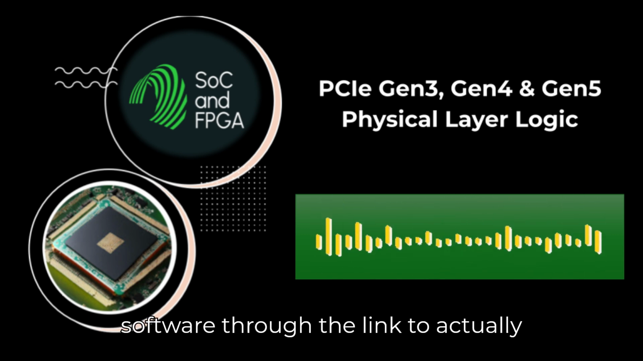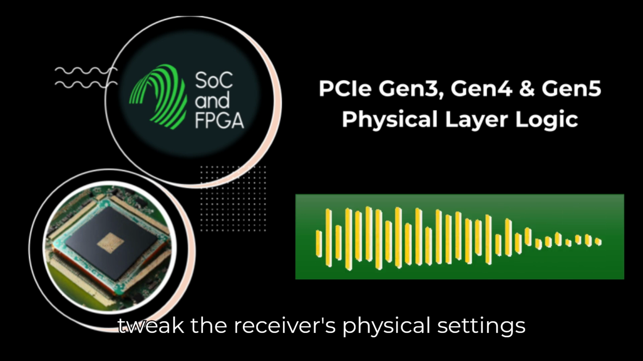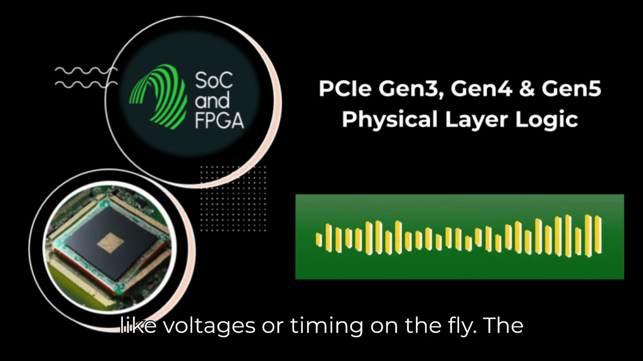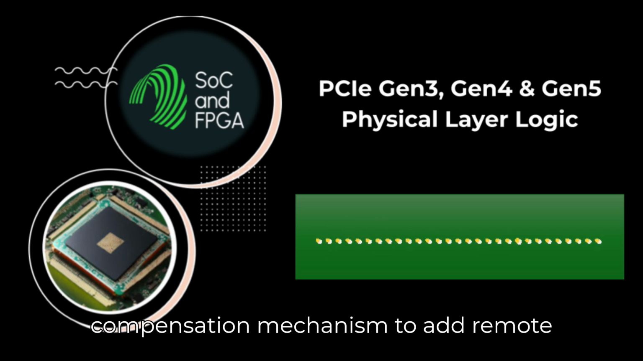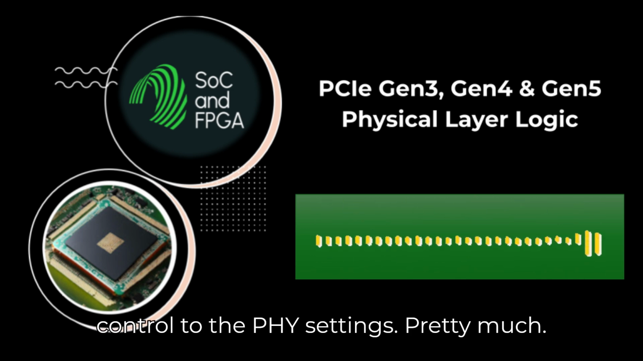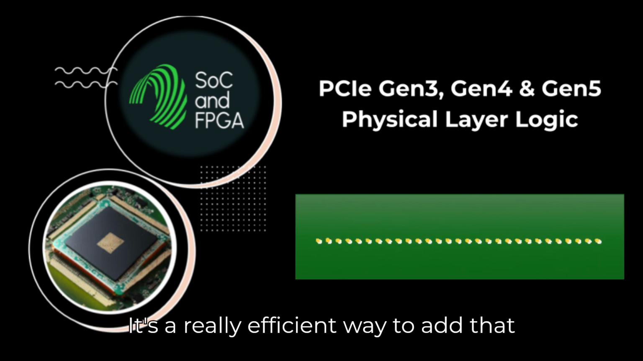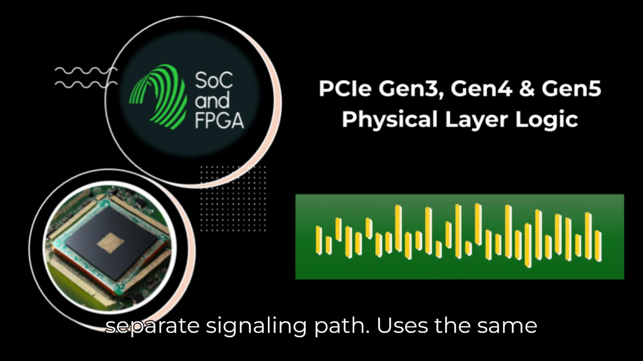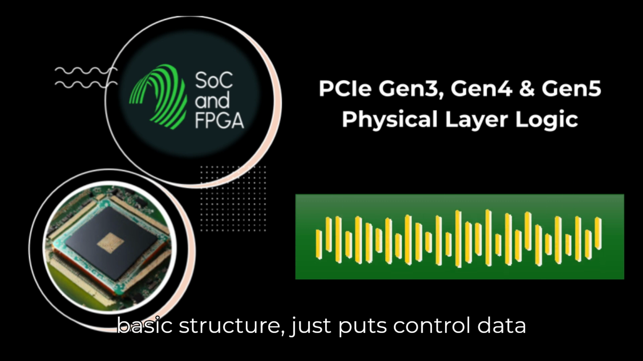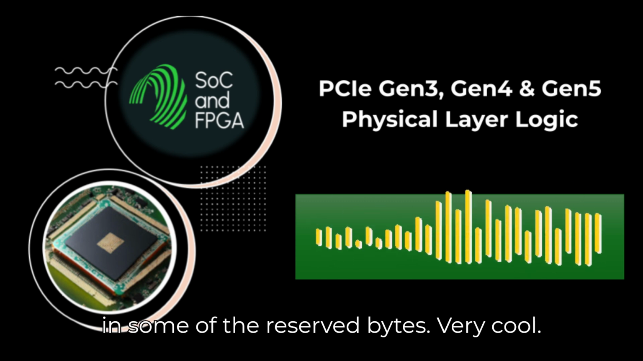It allows software, through the link, to actually tweak the receiver's physical settings like voltages or timing on the fly. The control SKPOS carries the commands for this. Wow, so they repurposed the clock compensation mechanism to add remote control to the PHY settings. Pretty much. It's a really efficient way to add that capability without needing a whole separate signaling path. Uses the same basic structure, just puts control data in some of the reserved bytes.